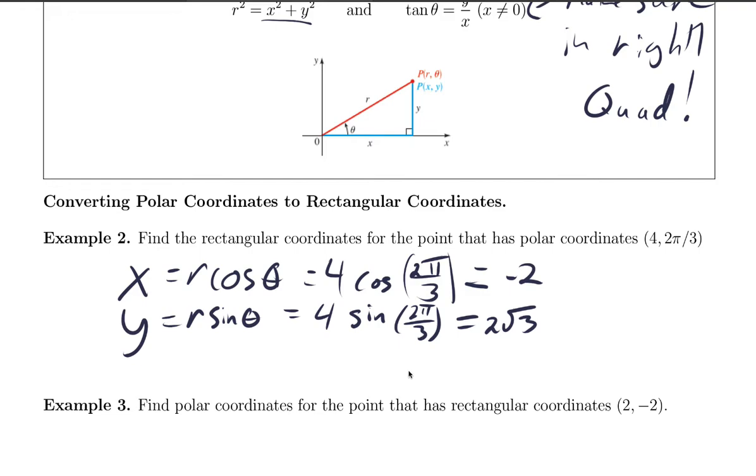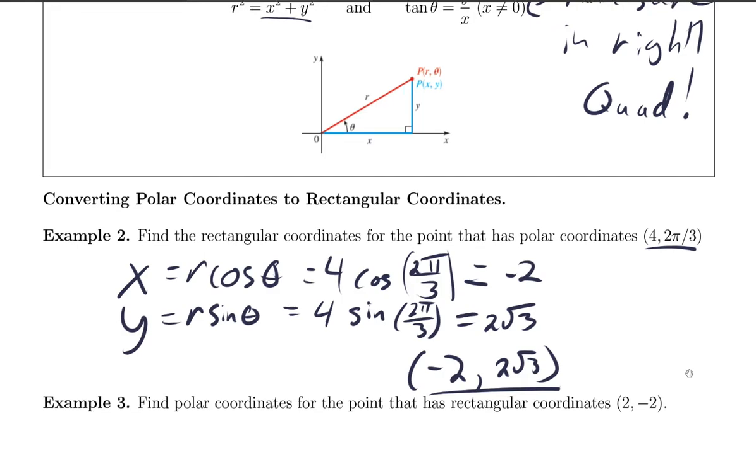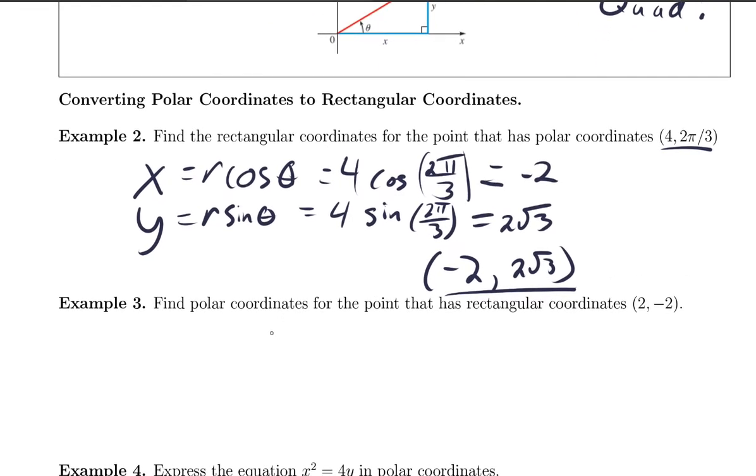So our final answer here is (-2, 2√3). This is in polar coordinates, and this is in rectangular coordinates. Okay, to do the opposite, I'll show you how. So r squared, in rectangular coordinates, is equal to x squared plus y squared.